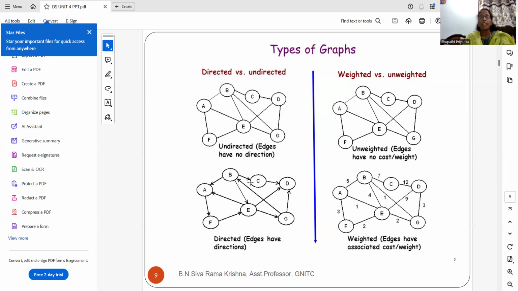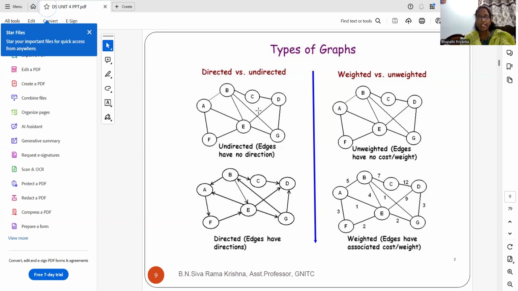Next here, A to B, B to C, C to D, D to G, G to E, E to F. We are mentioning the directions. A to F, we are mentioning the direction. B to A, we are mentioning the direction. B to C, C to D, we are mentioning the direction. That is why this graph is known as a directed graph, because edges have directions.